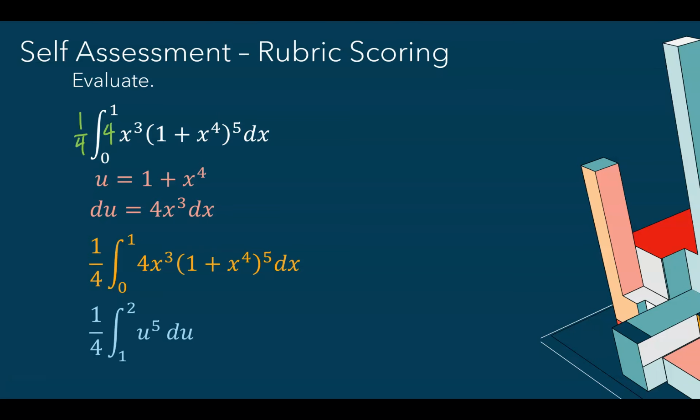The 1/4 doesn't change. 4x cubed dx became du. And of course, 1 plus x to the 4th to the 5th is u to the 5th. Why are the bounds 1 and 2? Because remember, this 1 is 1 plus 0 to the 4th. We took the lower bound 0, and we put it into x to the 4th, because u is 1 plus the x value to the 4th. Likewise, this 2 down at the bottom, that's the upper bound 1 to the 4th power added to 1.